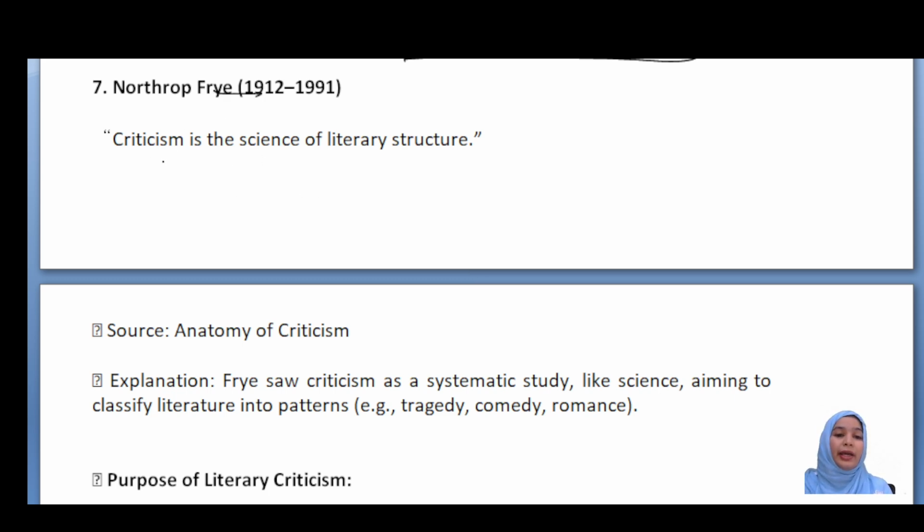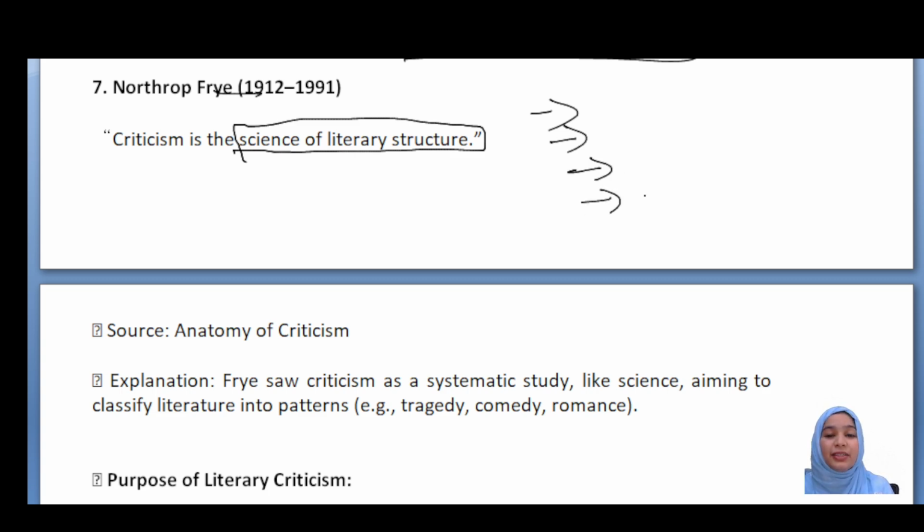Northrop Frye: Criticism is the science of literary structure. We should follow the proper steps, a proper analytical way, proper interpretation of the text, and proper contextualization of the text. That is what is called the science of literary structure. Frye saw criticism as a systematic study, like science, aiming to classify literature into patterns like tragedy, comedy, romance.